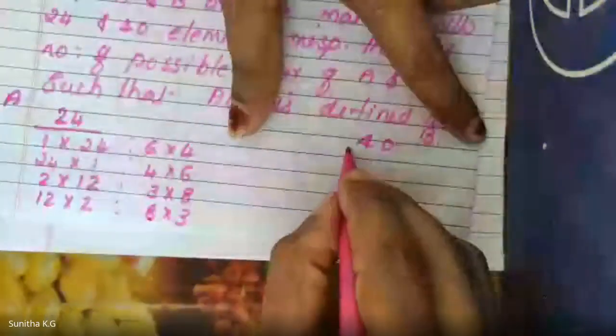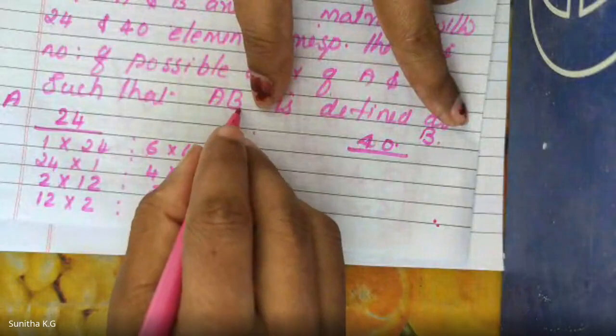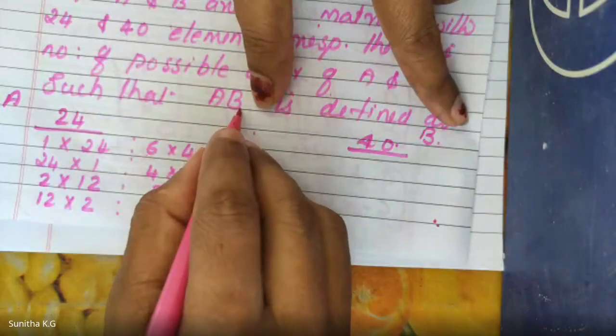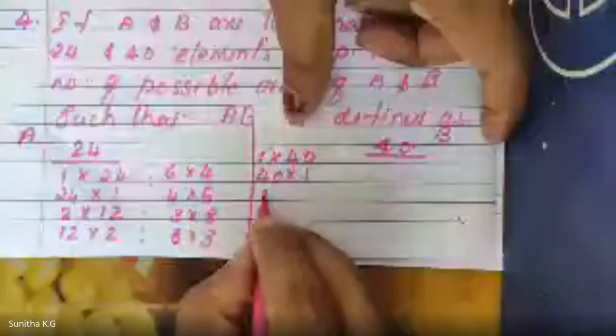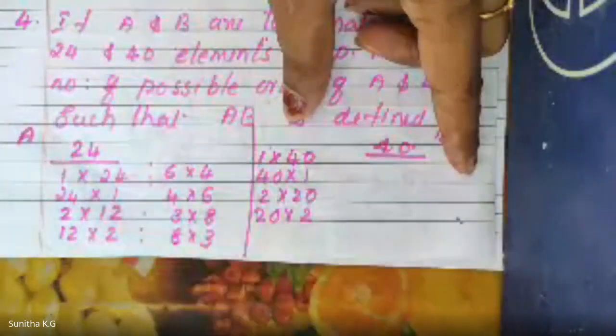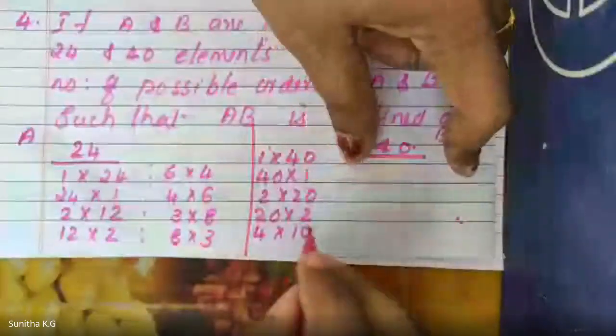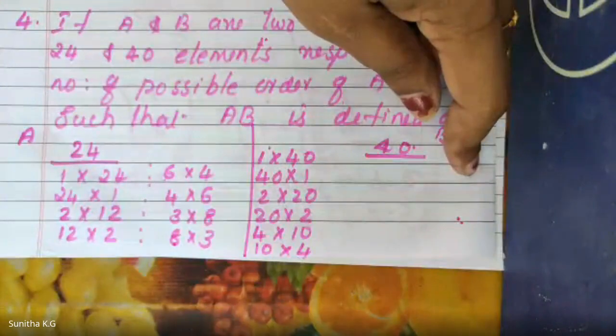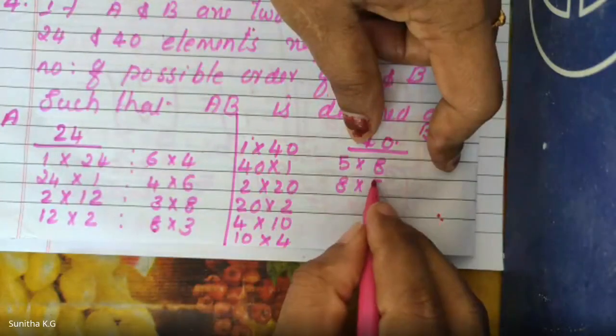Okay. Then write the possibilities for 40. I am separating these. 1 by 40, 40 by 1. Okay. Next, you have to think about 2. 1 is over. Then 2 into 20, and 20 into 2. Next, 3. Is there any possibility for 3? No. Is there any possibility for 4? 4 into 10, and then 10 into 4. Then 5: 5 into 8, and correspondingly in reverse order, 8 into 5.